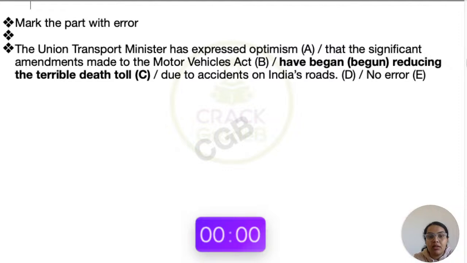This one was super easy. I was expecting 15 seconds for my answer, but it's okay. The Union Transport Minister, this minister has expressed, subject-verb agreement check.